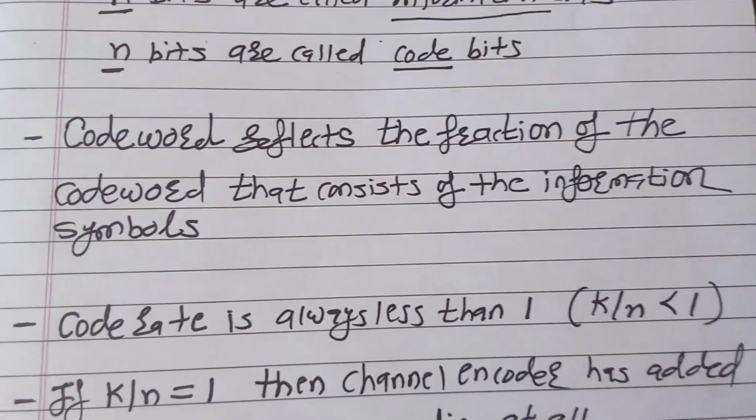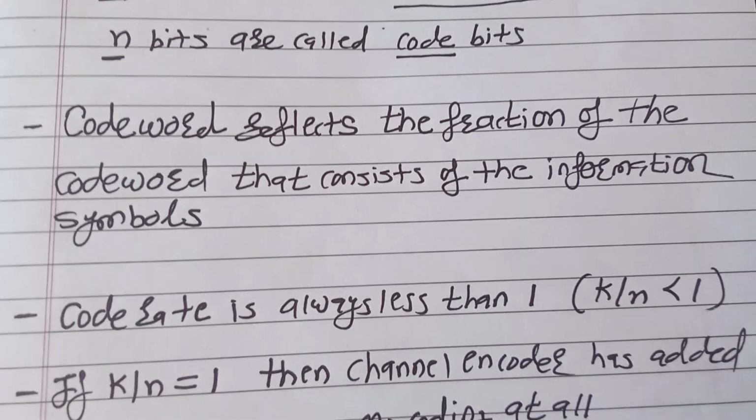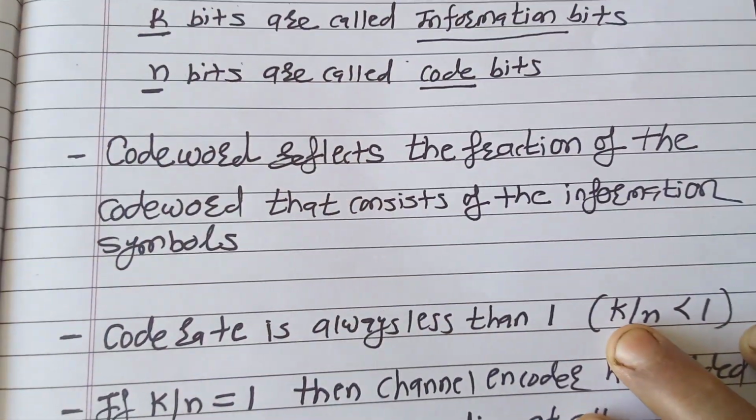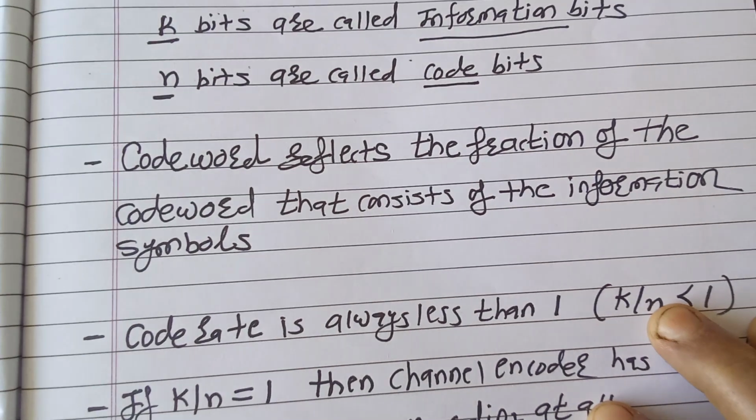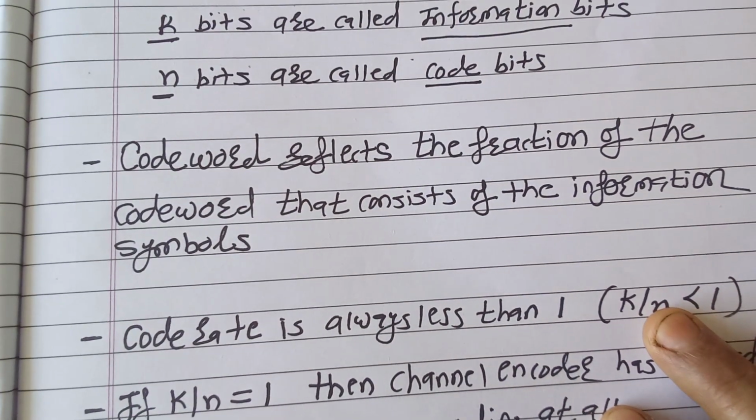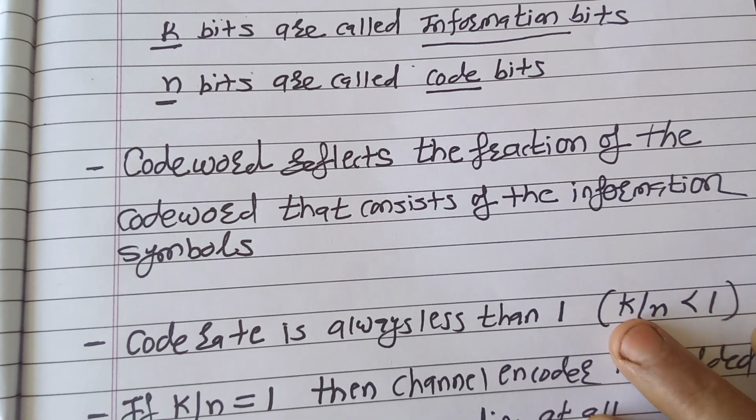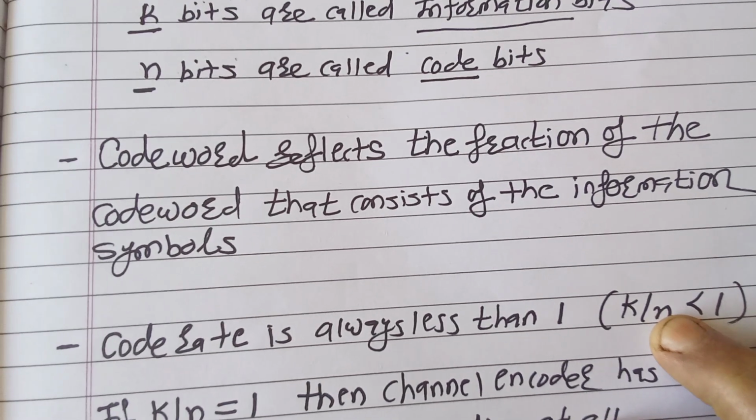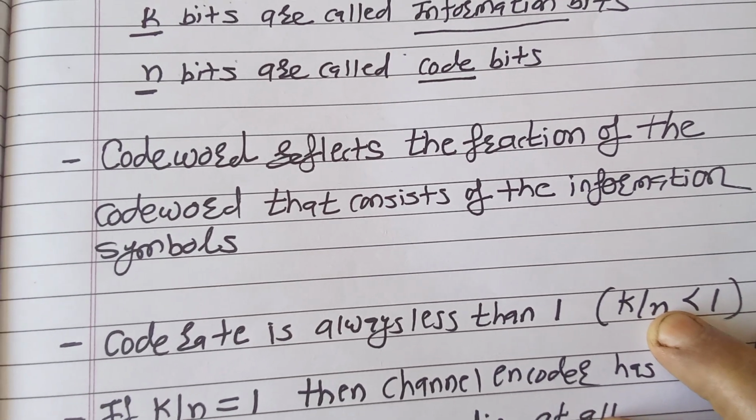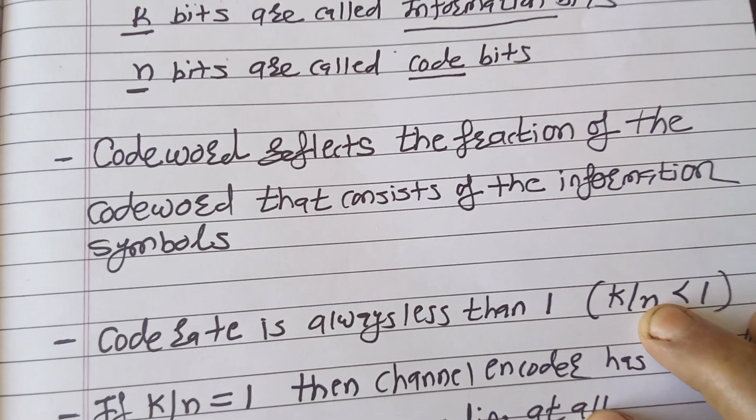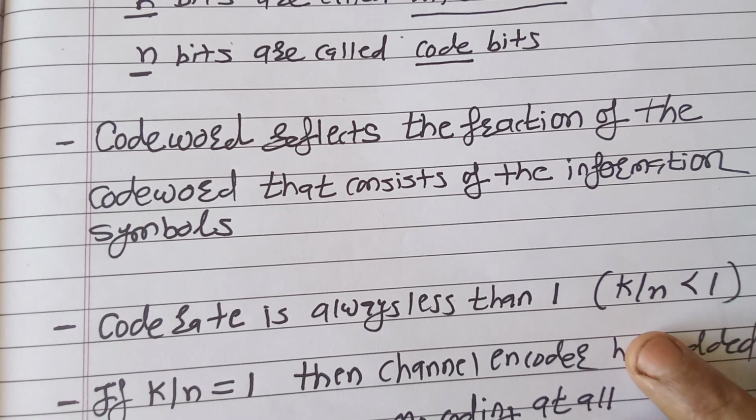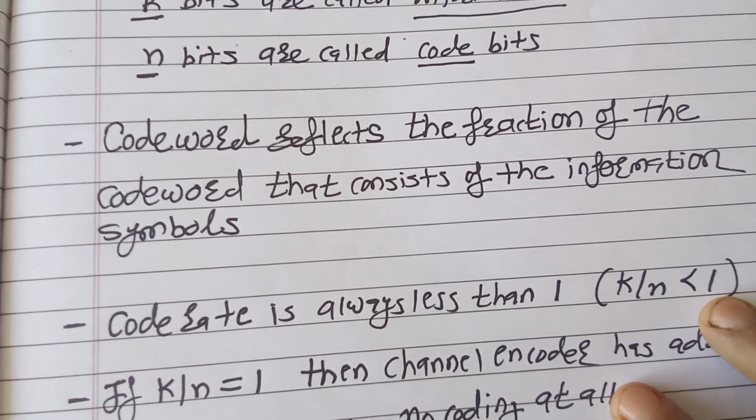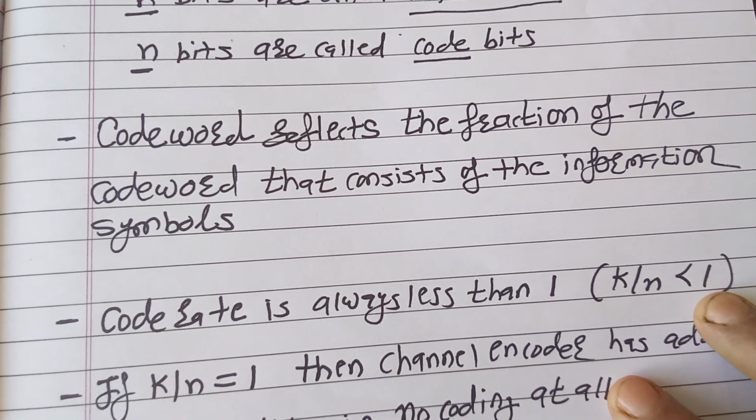So if k by n is very small, that means k is very small and n is very high. That means you are adding more parity bits than the information bits. So information is very small and the code word length is very high, that means parity bits are very high, that means you are adding more redundant information. That is very good for detecting and correcting the errors at the receiver side. But it has the disadvantage that less information is transmitted over the channel.